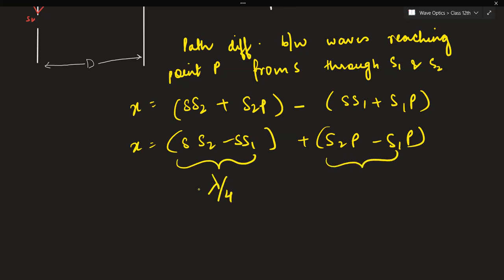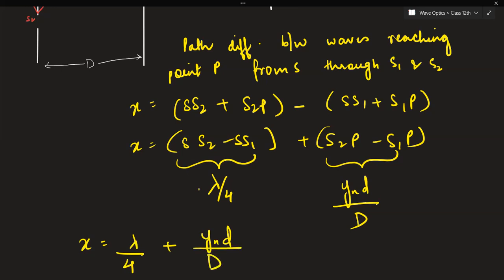And this we had derived in the last class. X, the path difference that came, y and small d by capital D, remember? So it's just that x was equal to this term. Now you are having this additional term. This is just the difference that has arisen. So x will become lambda by 4 plus yn small d by capital D.